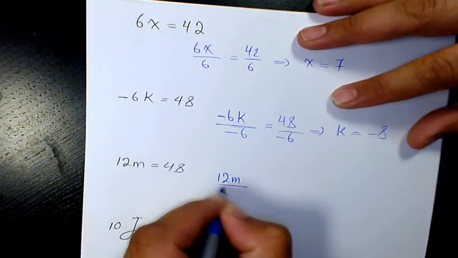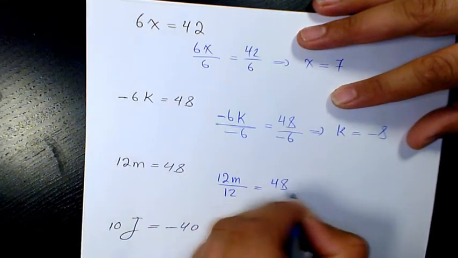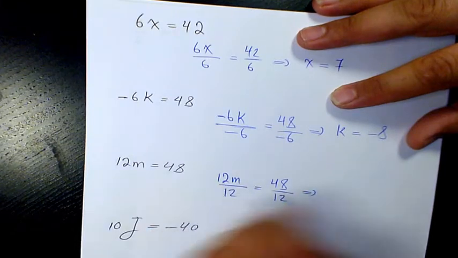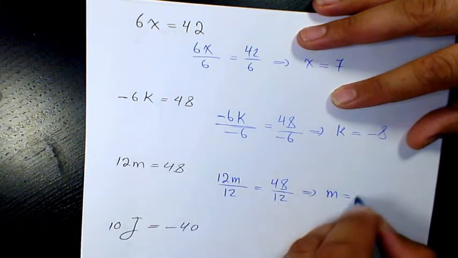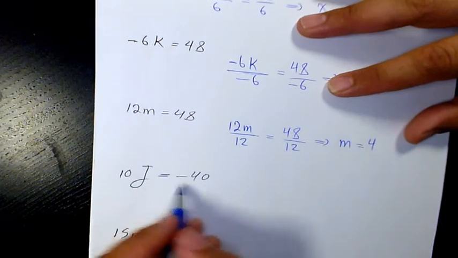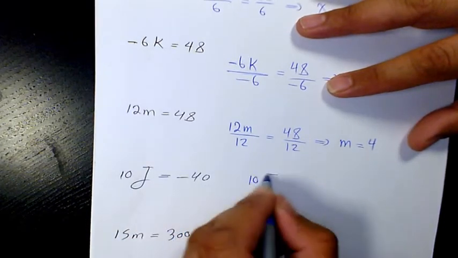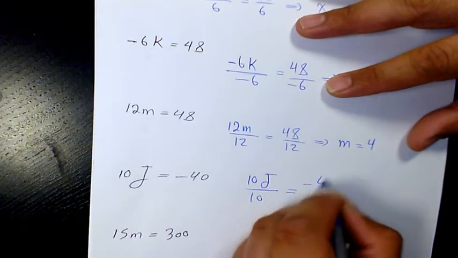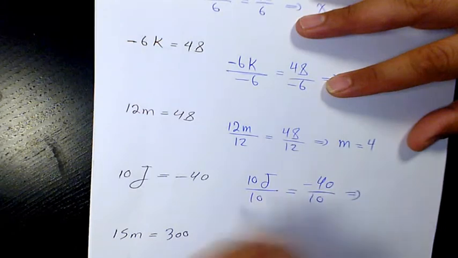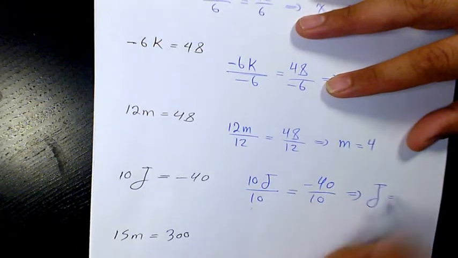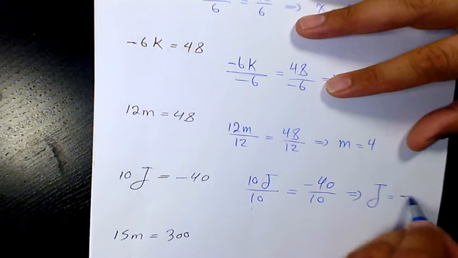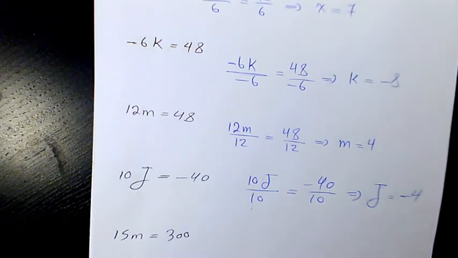12m equals 48. You need to divide both sides by 12. 12m divided by 12 is m. 48 divided by 12 is 4. 10j equals negative 40. So 10j divided by 10 equals negative 40 divided by 10. 10j divided by 10 is j. Negative 40 divided by 10 is negative 4.